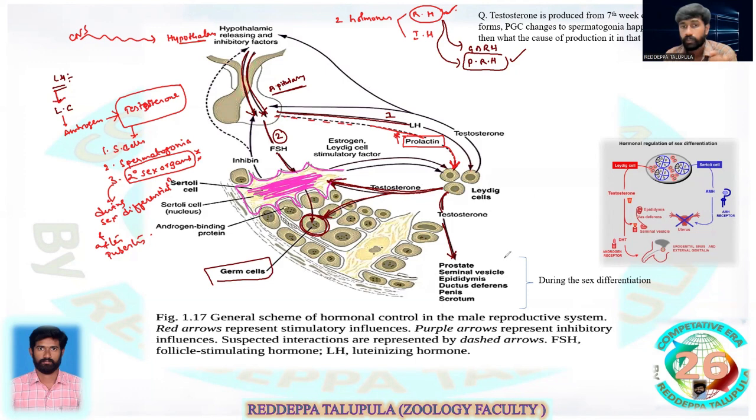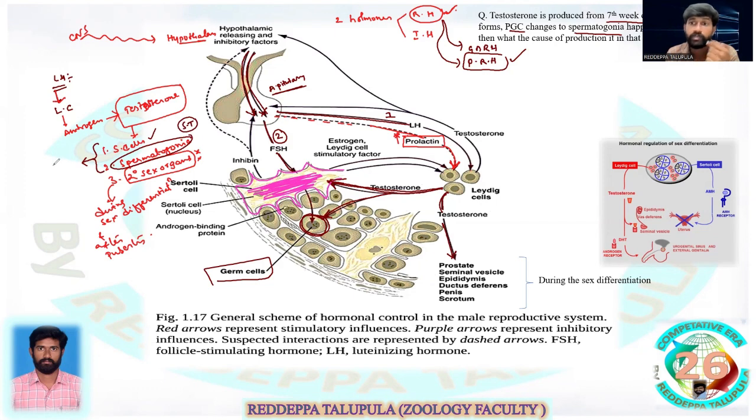Okay. See, here one question arises based on the timing of release of testosterone. Generally testosterone is produced in the 7th week of gestation, but the seminiferous tubule is formed just before the puberty. PGC changes into spermatogonia just before the puberty. That means of these two, Sertoli cells will be present initially, of course. The spermatogonia and seminiferous tubules will form just before the puberty.